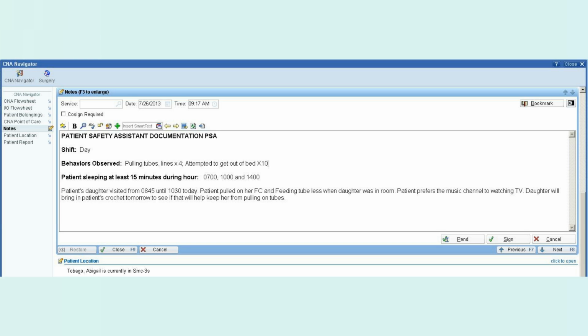In this particular note, I observed the patient pulling on their tubes and lines ×4, and I know that the patient attempted to get out of bed 10 times. But the patient did sleep. They slept at 7, 10, and 2 o'clock. I also wrote a brief note that the patient's daughter was visiting today, and the patient actually pulled on her Foley catheter and feeding tube less when the daughter was in the room. I added any additional information that might contribute to the plan of care or help communicate the patient's preferences for the next PSA.